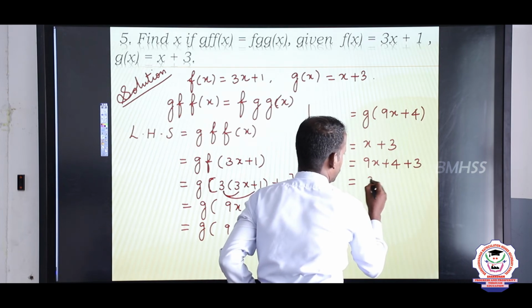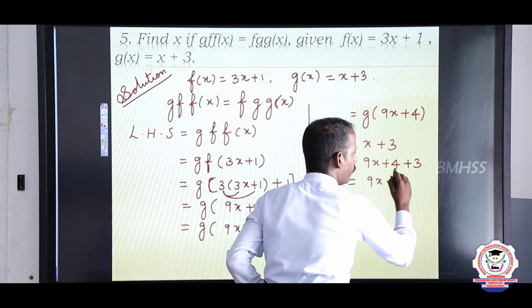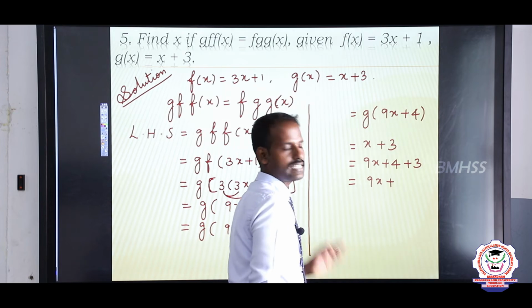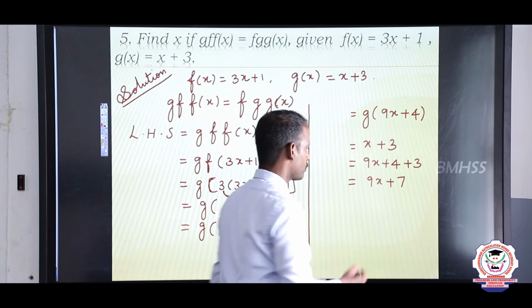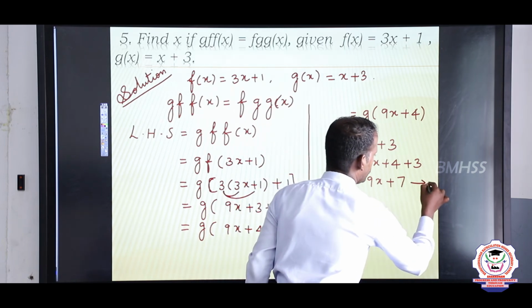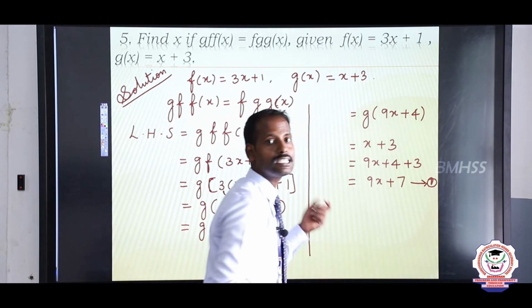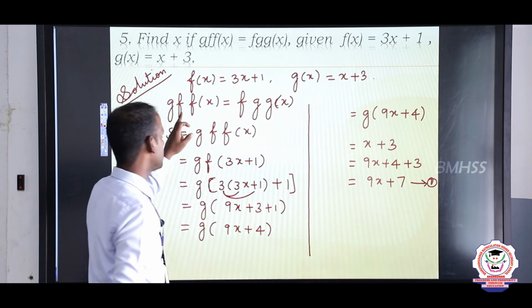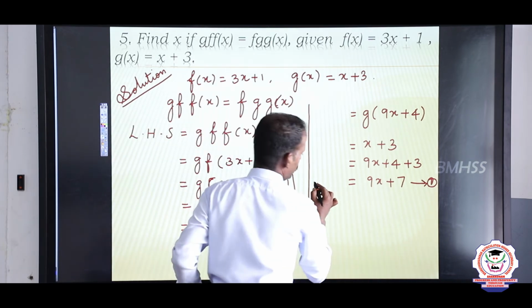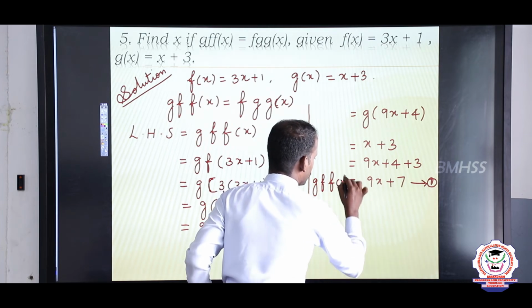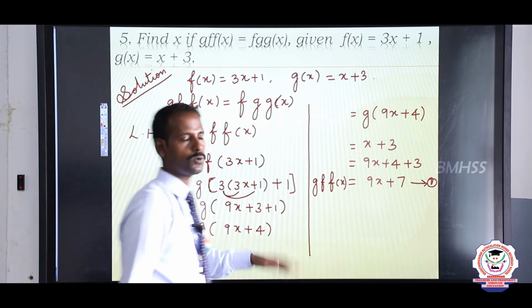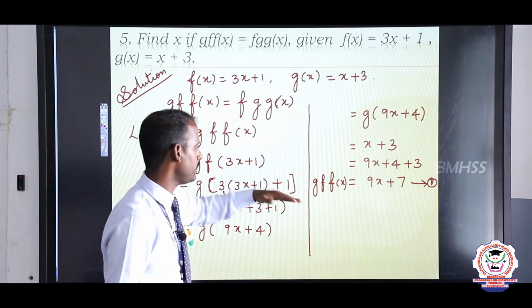So here 9x, then what is 4 plus 3 value? 7. So you have to add both values because here same symbols. So 9x plus 7. This is equation number 1, that is the LHS part. So the LHS part is g of f of x, this is 9x plus 7.